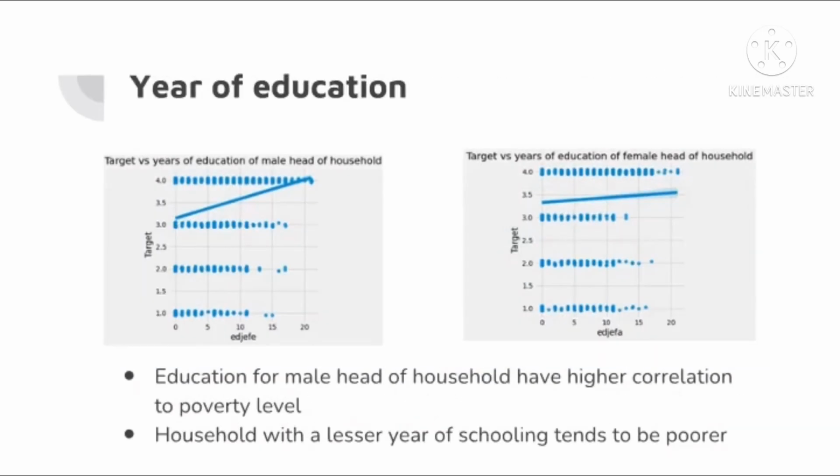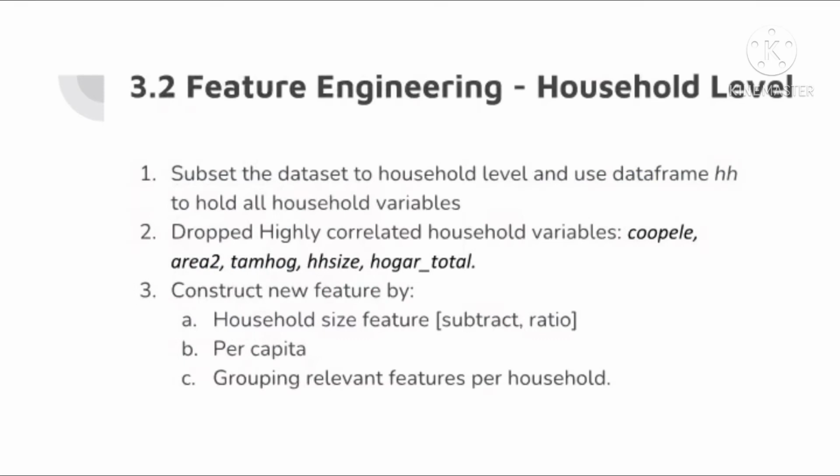Next, we plotted the years of education of household head against poverty level and found that households with fewer years of schooling tend to be poorer, and the years of education for male head have a higher positive correlation with target than female head. Moving on to feature engineering at the household level.